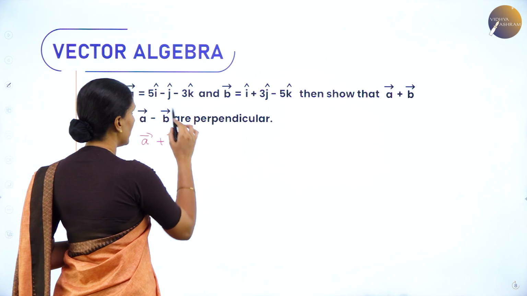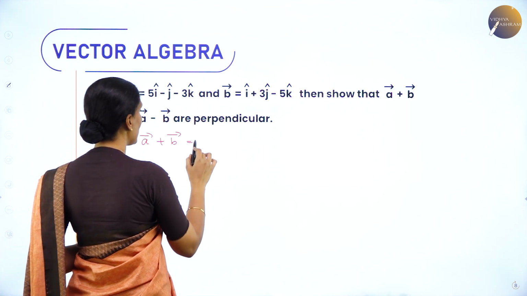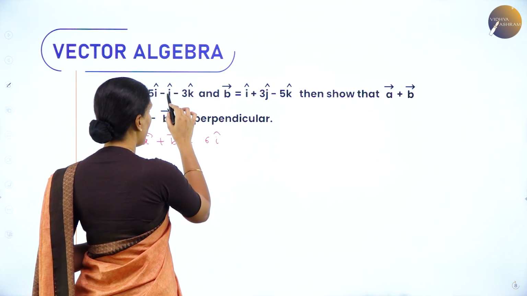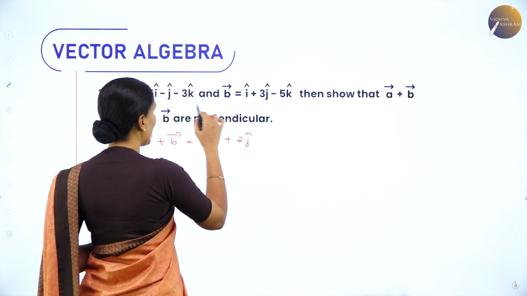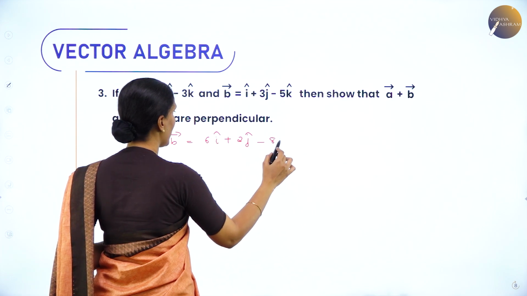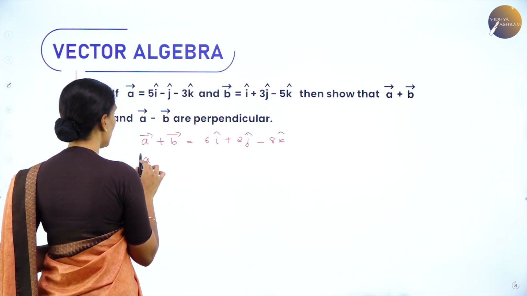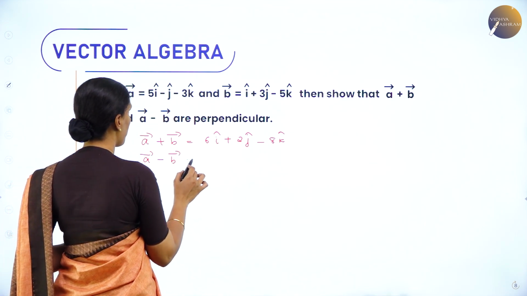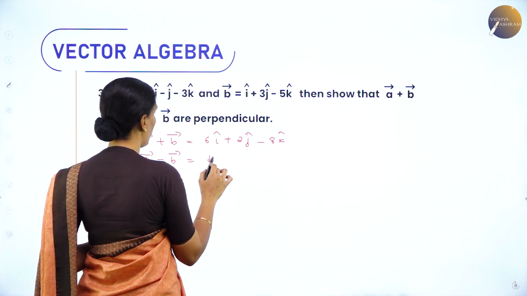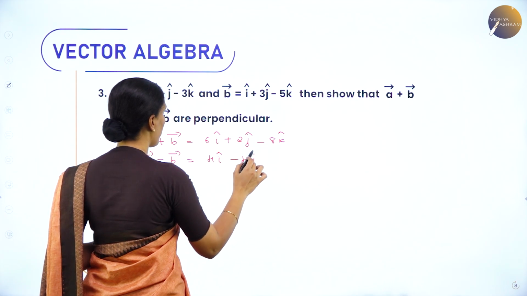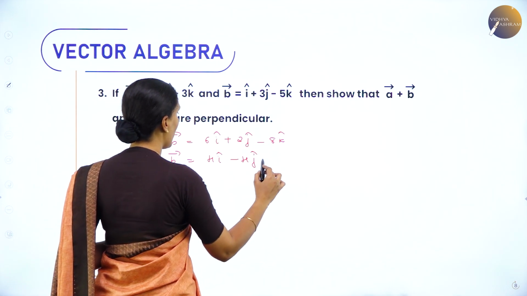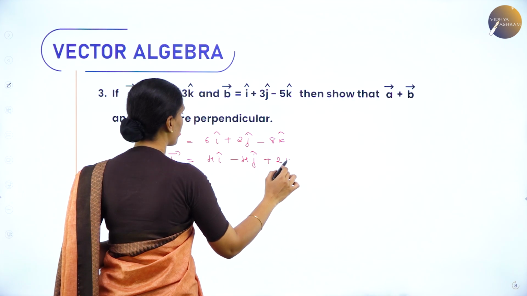So add these two vectors. 5 plus 1, 6i, minus j plus 3j, 2j, minus 3k minus 5k, minus 8k. Next we'll consider vector A minus vector B. 5 minus 1, 4i, minus j minus 3j, minus 4j, minus 3k plus 5k, 2k.